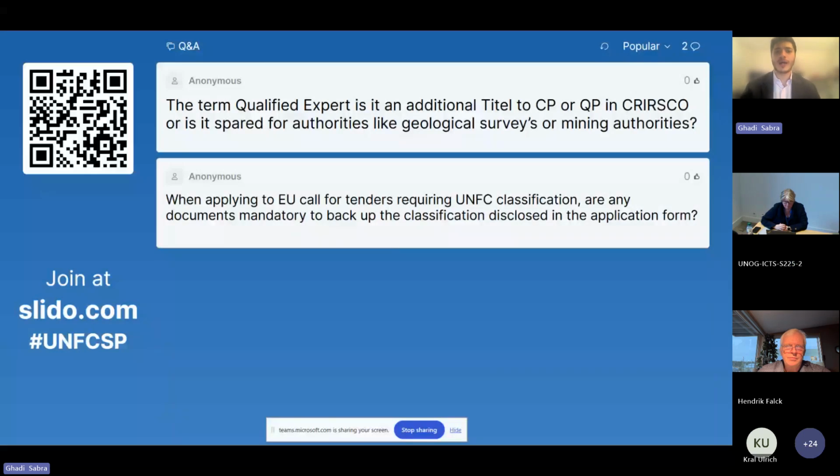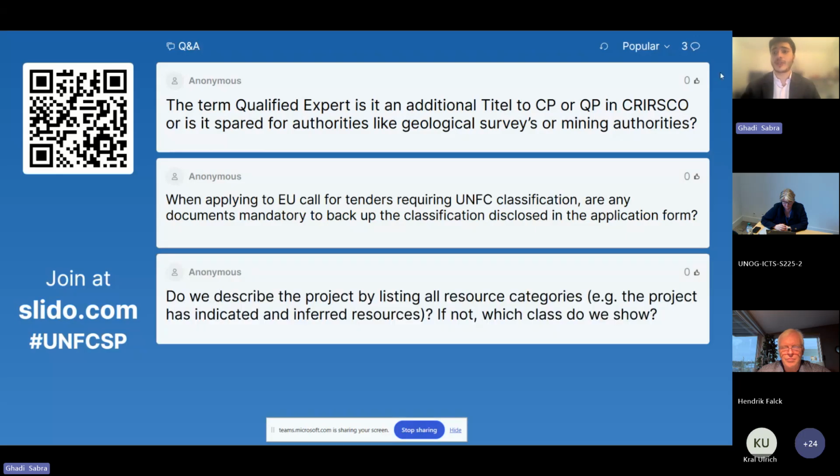Another question is the term qualified expert. Is it an additional title to CP or QP in Crisco, or is it a requirement for authorities like geological surveys or mining authorities? The term qualified expert is different in the UNFC jargon or the UNFC world. It's more as an ethical note, as Hendrik mentioned earlier in his presentation. I don't know, Hendrik, if you would want to add something to that.